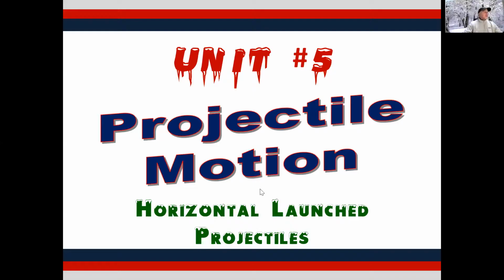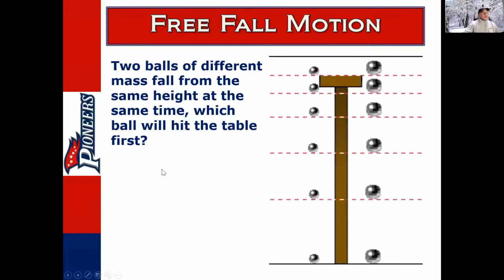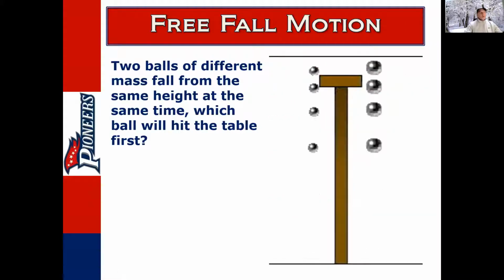All right, horizontally projected motion, horizontally launched projectiles. So two balls of different mass fall from the same height at the same time. Which ball is going to hit the table first? Well, we know the answer is they hit the table at the same time.